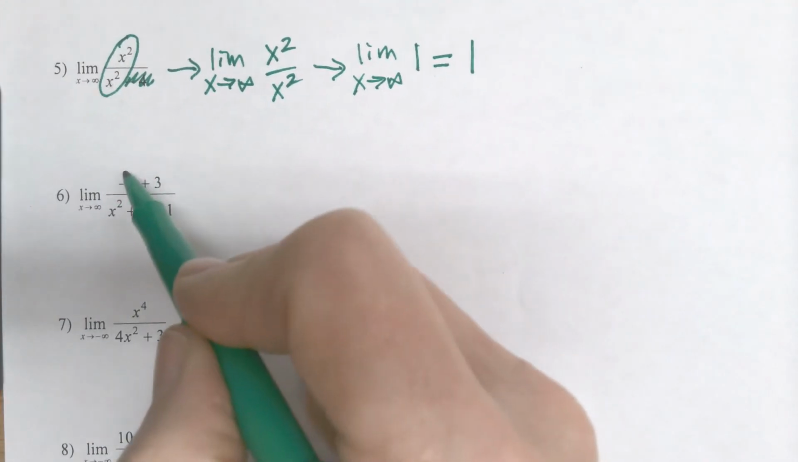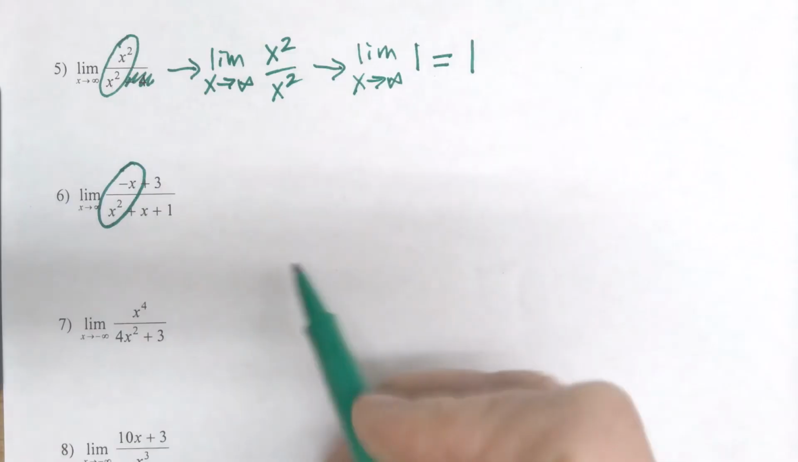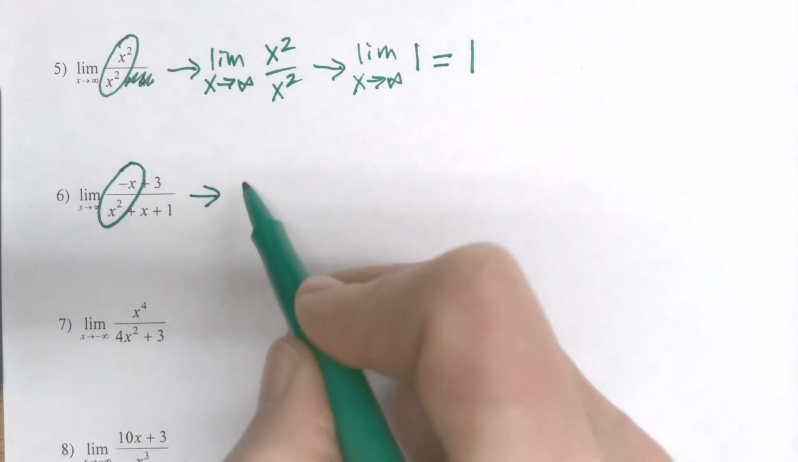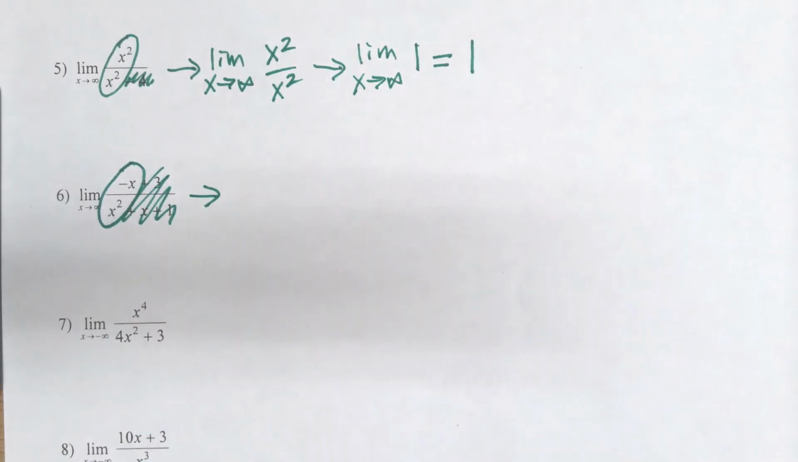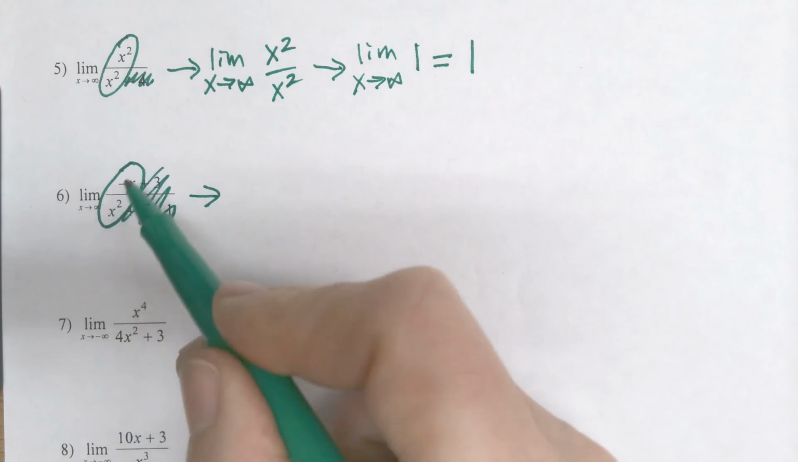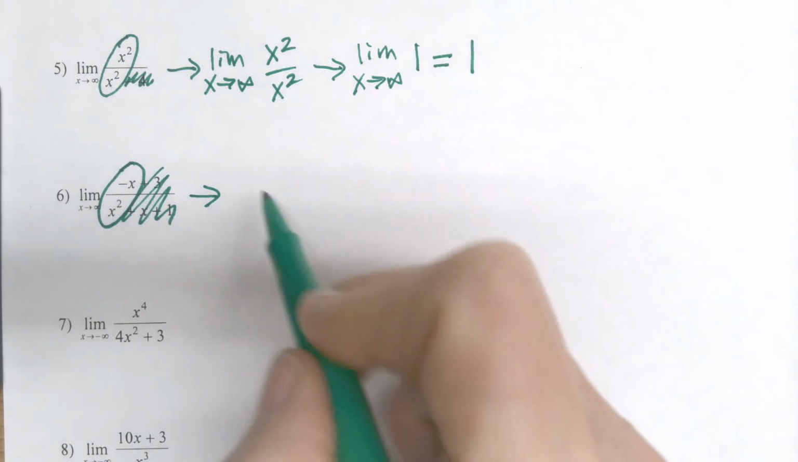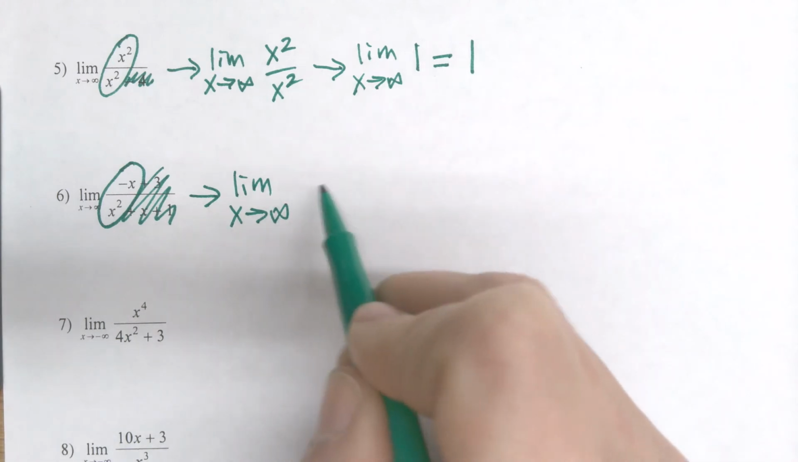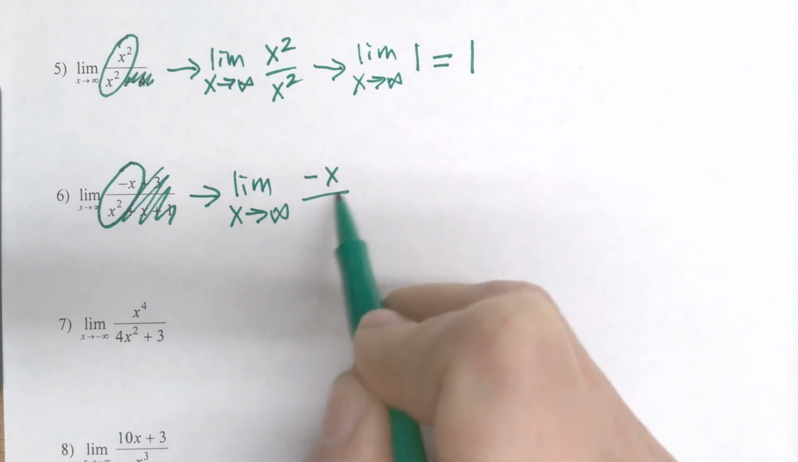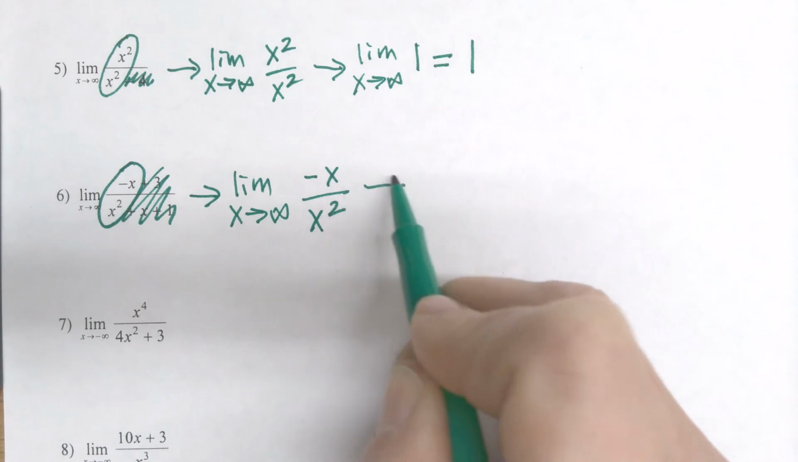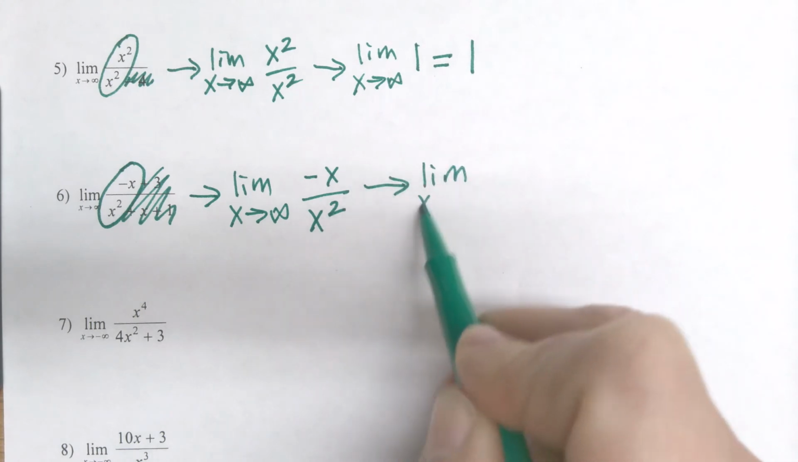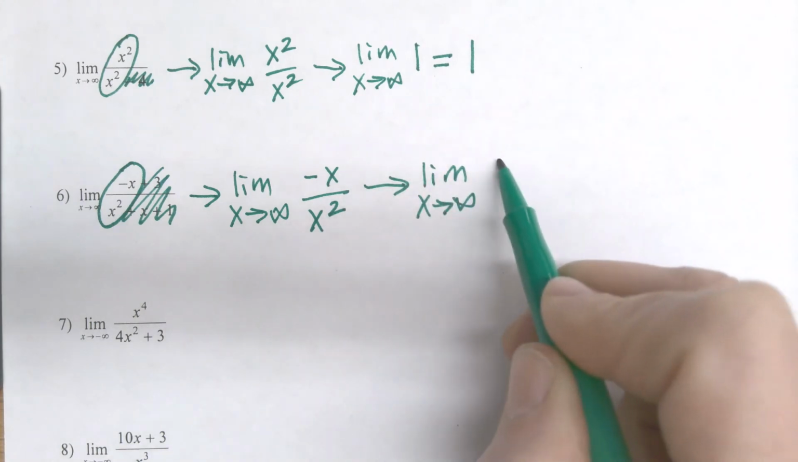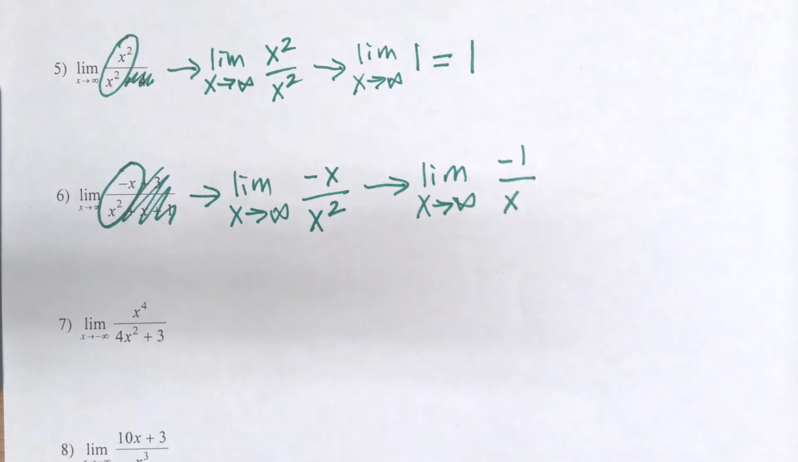The last case scenario is bottom heavy. So when I'm looking at that, remember nothing else matters. Infinity overpowers all. So the highest powers are going to be the ones that take over everything. This is the limit as x approaches infinity of negative x over x squared, which is the limit as x approaches infinity of negative 1 over x.